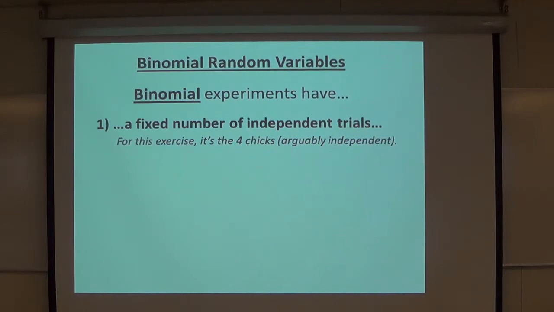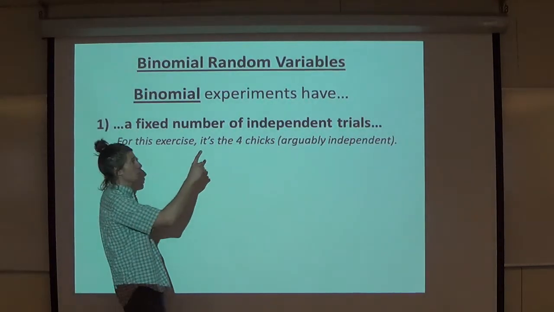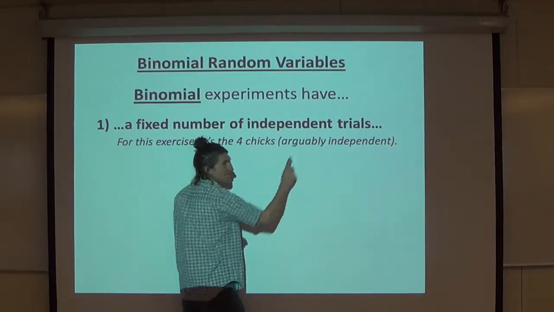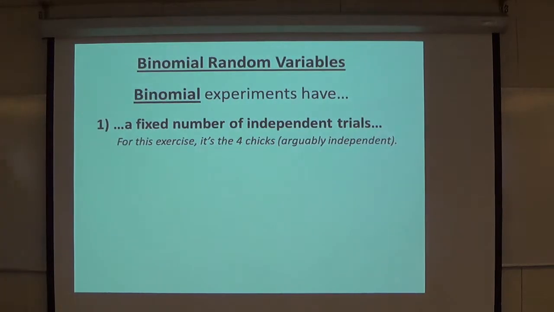So the first thing is, you have to have a fixed number of trials, and this word is so important, but it's glossed over often. Independent. The trials cannot affect each other. And then in the italics under that I put, for this exercise, it's the 4 chicks, which are arguably independent.